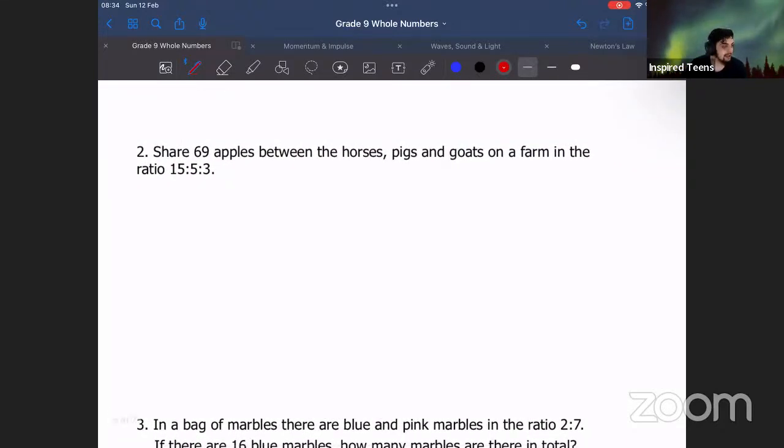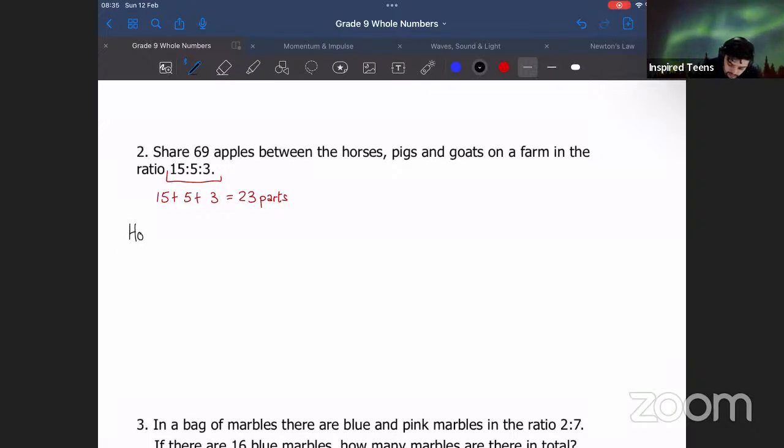Share 69 apples between horses, pigs, and goats on a farm in the ratio 15:5:3. Same concept. 15 plus 5 plus 3. So 15 parts, 5 parts, 3 parts. When we add them all together, we get 23 total parts. Overall, we have 23 parts.